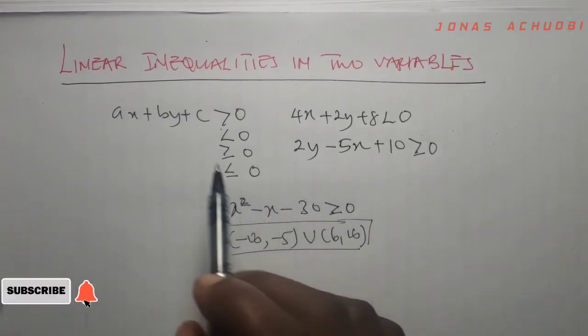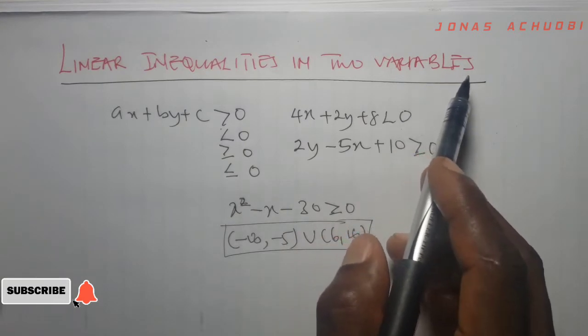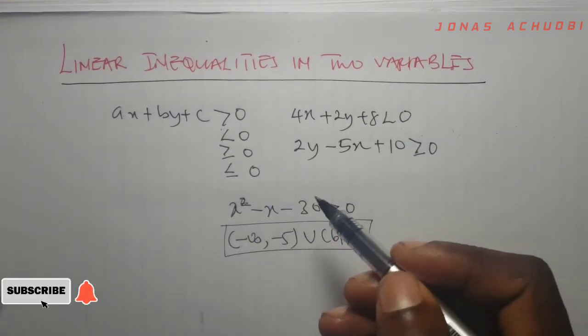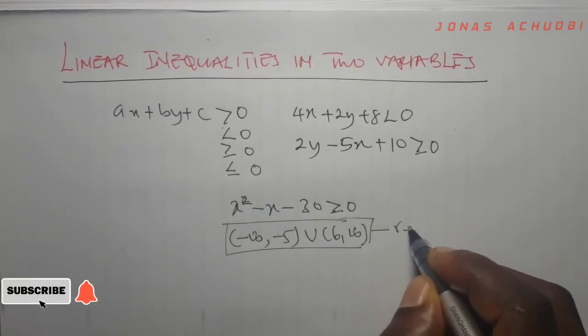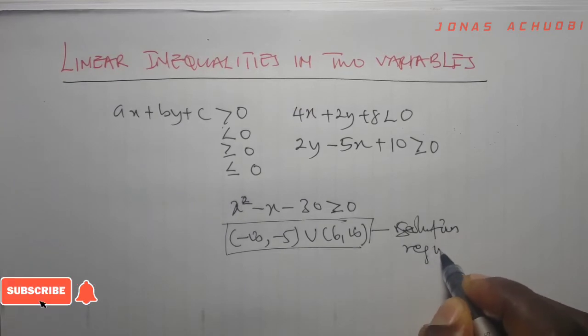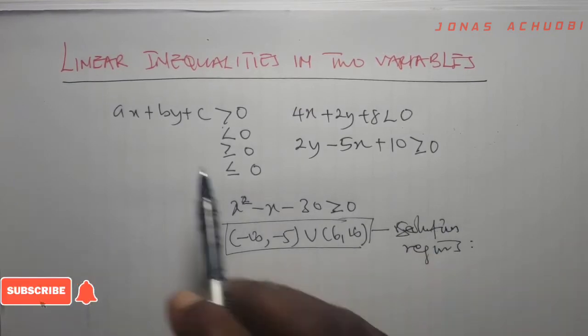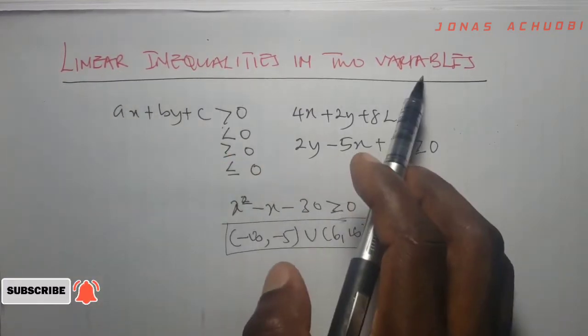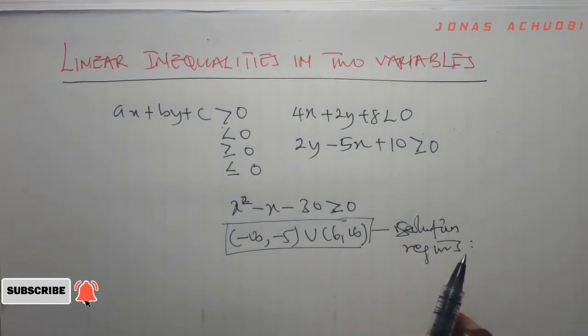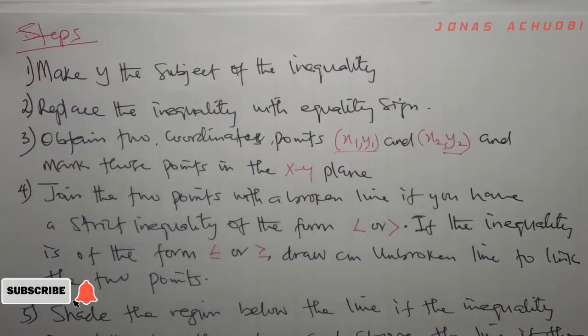However, when it comes to linear inequalities in two variables, we do not use sets anymore to write down the solutions. Rather, we put the solutions down in what we call solution regions. Therefore, the solutions to linear inequalities in two variables are written down on solution regions. I'm now going to take you through a step-by-step approach on how to get such regions.